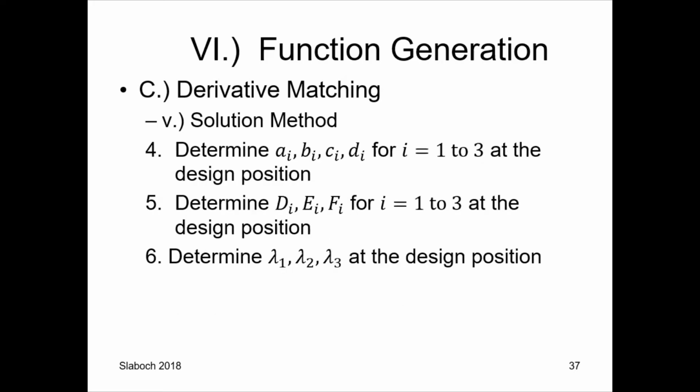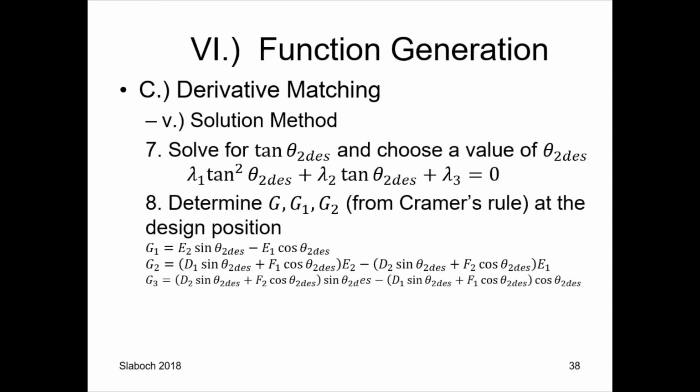Then you get the lowercase coefficients, the uppercase coefficients, and the lambdas at the particular design position for i equals 1 to 3, meaning first, second, and third derivatives at this one particular point. So then finally, solve out that quadratic equation with tangents and lambdas to figure out what theta 2 desired is. There's 4 possible outcomes, so you pick one of them.